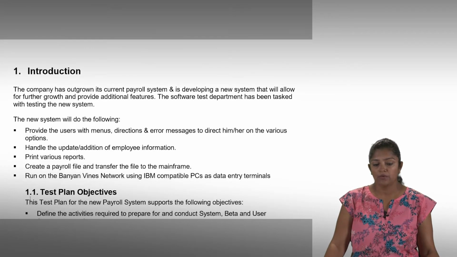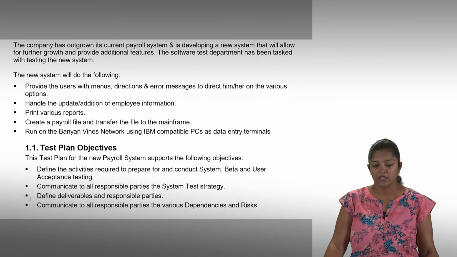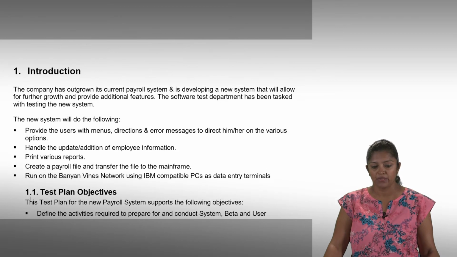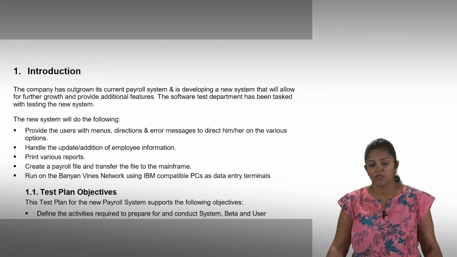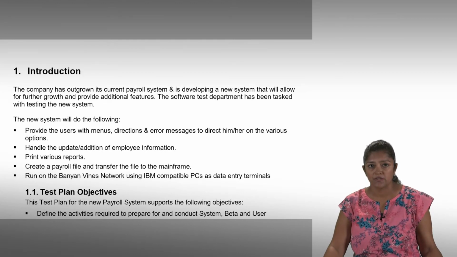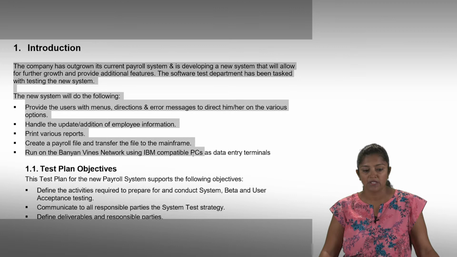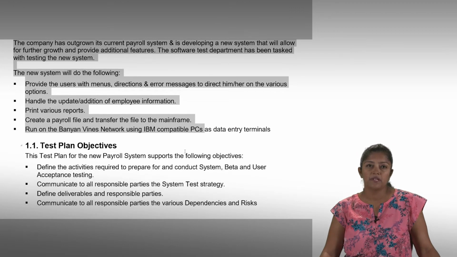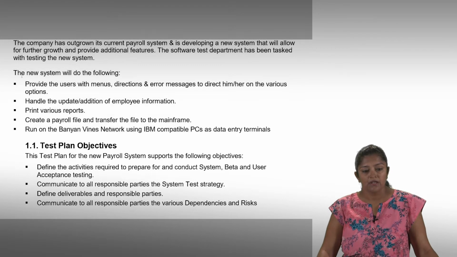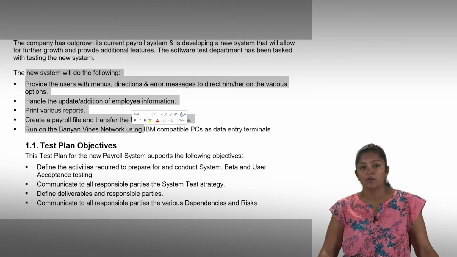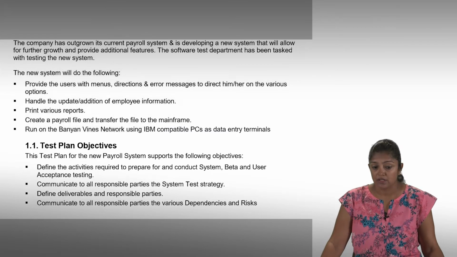I'll quickly go over the different sections, and there's some text filled out for a sample payroll system. So just to give you a sense of how these different sections can be written. Like I said, the introduction section describes the company and the product that's being tested, and if it's an existing product where some enhancements are being made, then what those enhancements are, and what this new system is doing, are listed out.